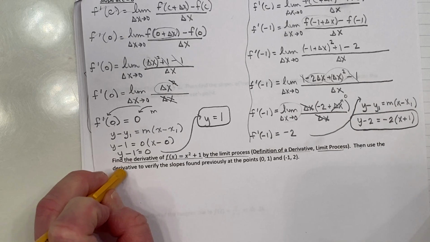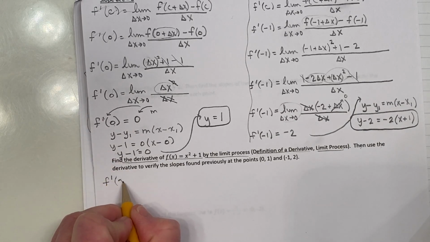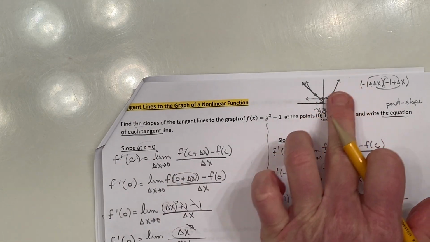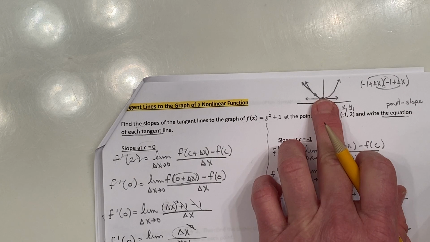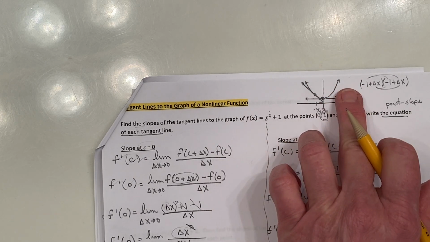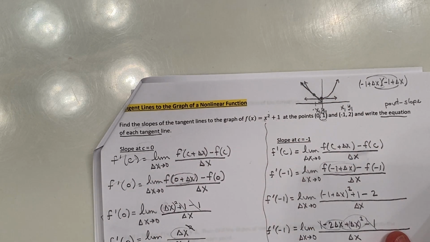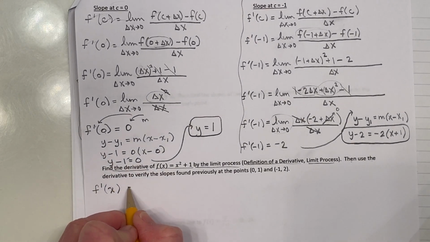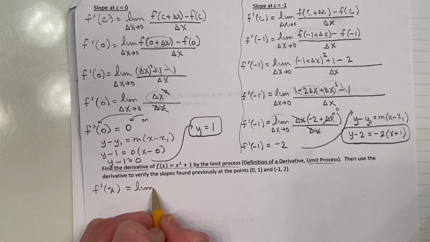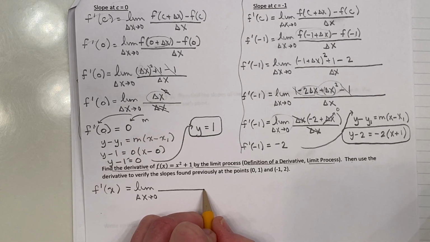Nope, not f prime of c. We don't know what c is. We're talking about at any x, because it'd be so tedious to do this process for an infinite number of x's. We need a more efficient way to find the slope of every single point on this graph, as opposed to doing what we did here. And that's the intent of the derivative. So similar formula, just all c's are now x's.